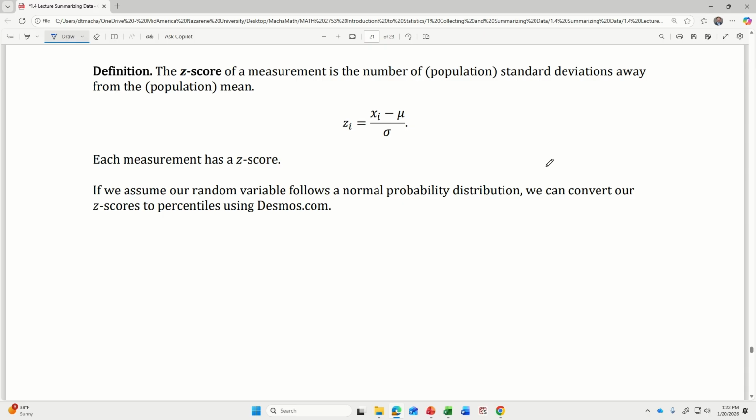Okay, this is the part where we're going to start using Desmos. The z-score, this is a vocabulary word, the z-score, follows this formula, okay? To find the z-score of a measurement, you take the measurement, subtract the population mean, and then divide by the population standard deviation. So that every single measurement in your whole sample has a z-score. It's a property of every measurement, not a property of the sample as a whole.